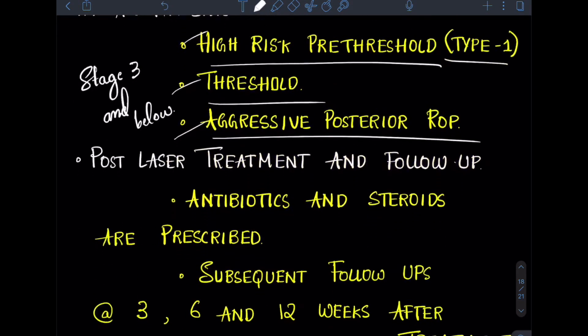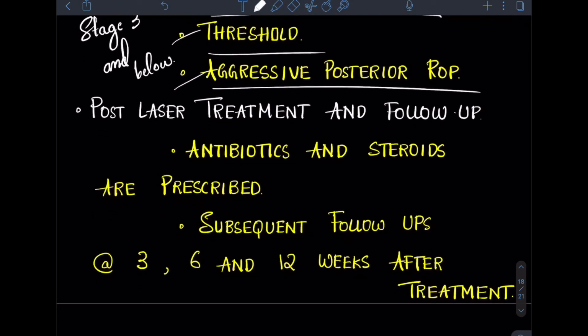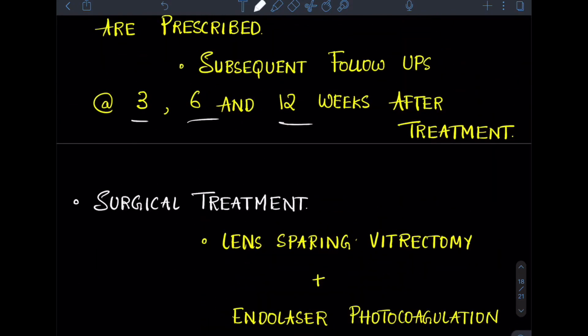Okay, now coming to the post laser treatment. After the laser is done, antibiotics and steroids are prescribed, and there is subsequent follow up done at the 3rd, 6th and 12th weeks after the treatment to see if any complications develop.